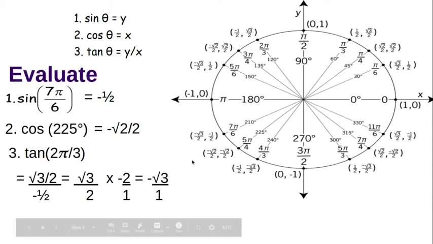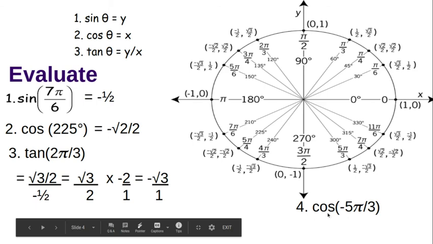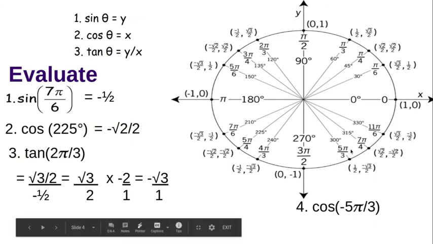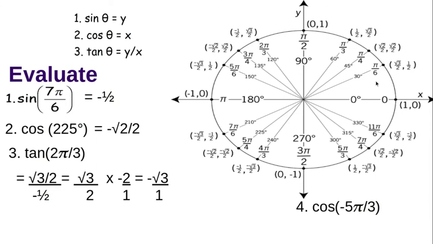The last example uses a negative angle. So for number 4, we've got cosine of negative 5 pi over 3. This is a little trickier because the angles in negative radians or negative degrees are not listed on our circle. So we have to figure out where negative 5 pi over 3 brings us.